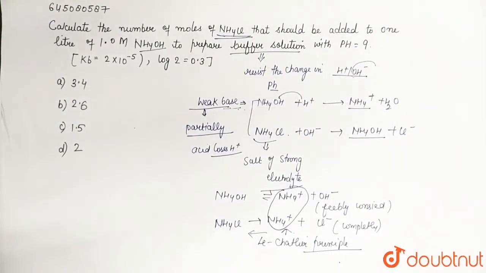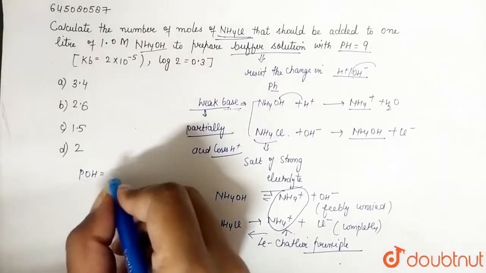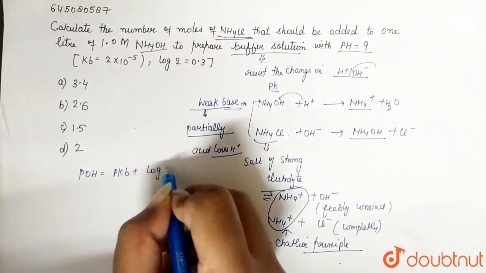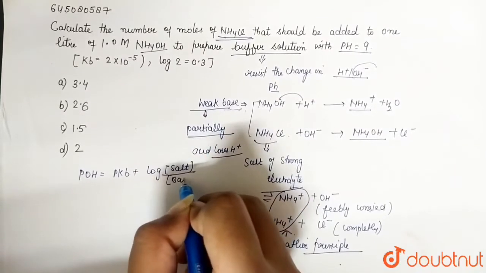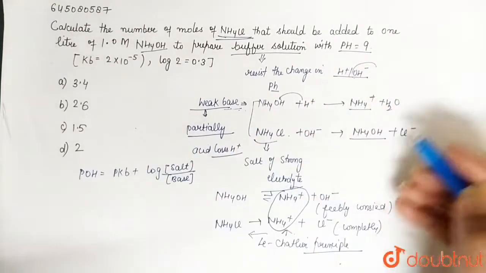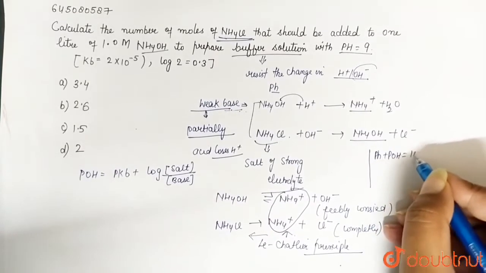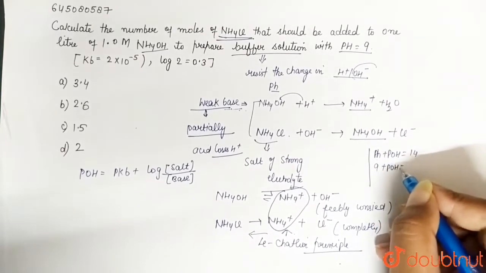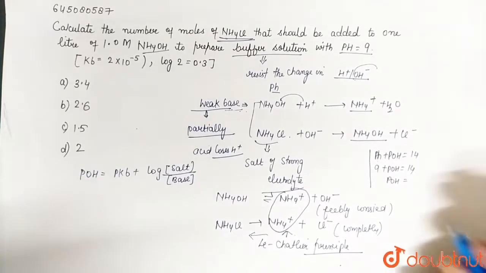Now in the question we have been given the pH, and we have a formula, that is pOH equal to pKb plus log of concentration of salt upon concentration of base. We need to find the number of moles. So pOH, and we know pH plus pOH is equal to 14, and pH is 9. So pOH can be calculated easily. That is, pOH comes out to be 5.